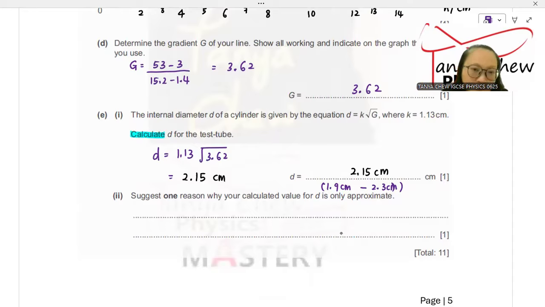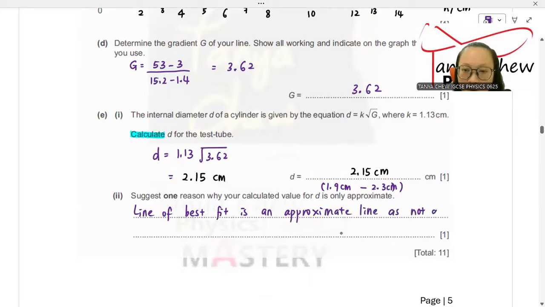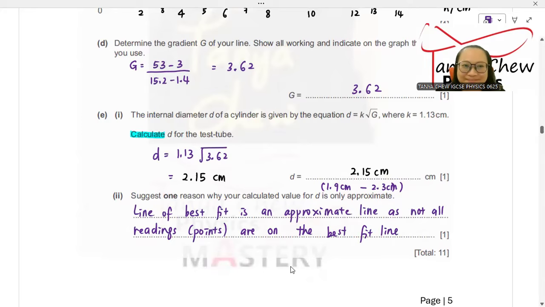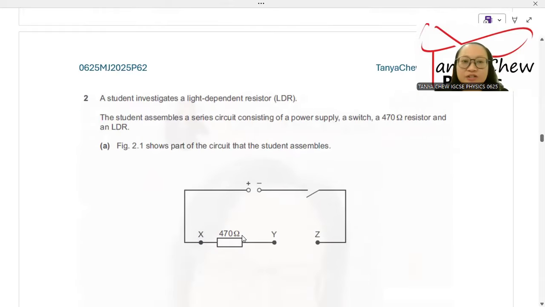Yeah, so I'm going to write that down. Line of best fit is an approximate line, as not all readings, or not all the points, are on the best fit line. That's the answer. Now, number 2A, a student investigates the light-dependent resistor, LDR.